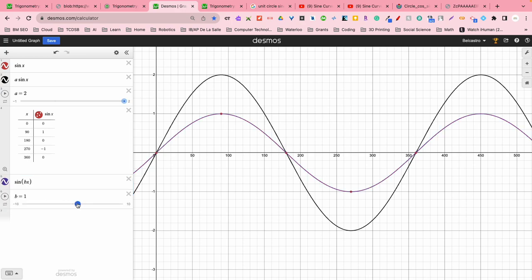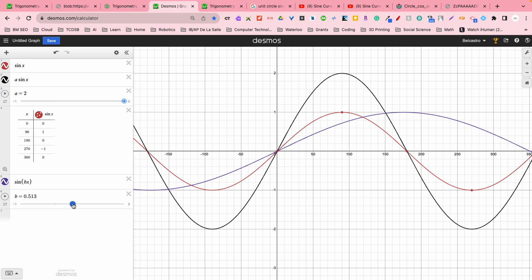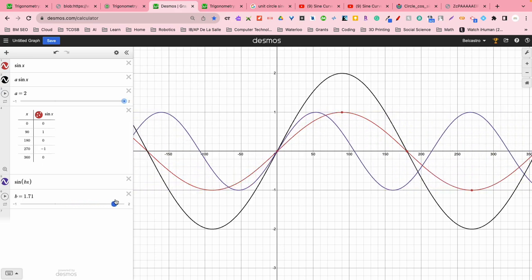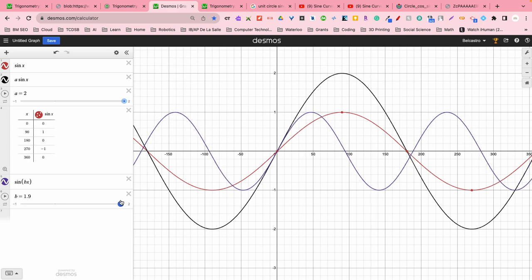Okay, my B value. As B gets larger, if you remember, I'm going to make it a little smaller so it's easier to tell. It looks like the wave's being crushed from the outside inwards. So we'll go at the beginning here. As it's getting larger and larger, it looks like it's getting squished more and more from the side. So it looks like it's being compressed. And then as it gets smaller, it looks like it's being pulled outwards.